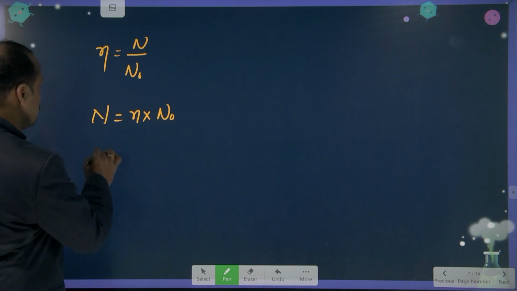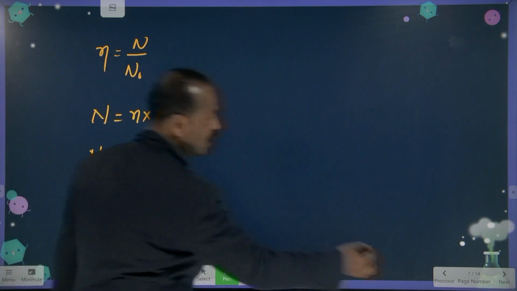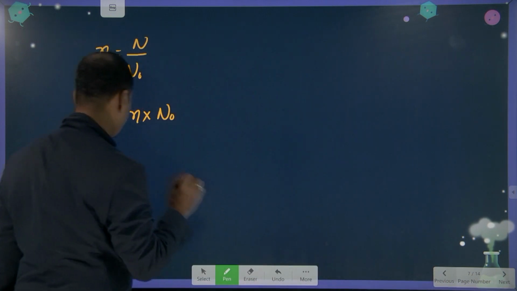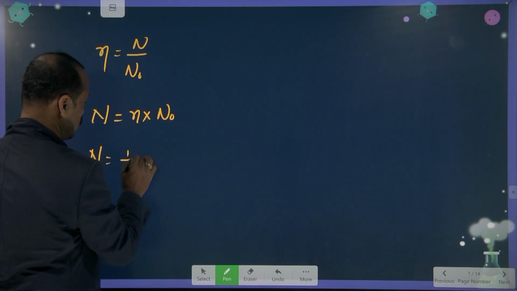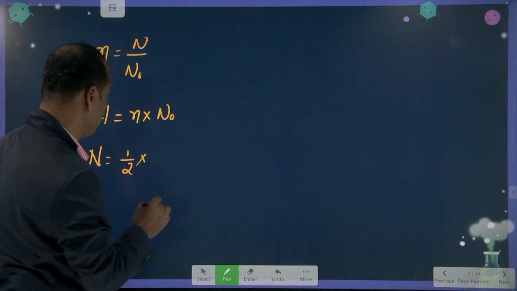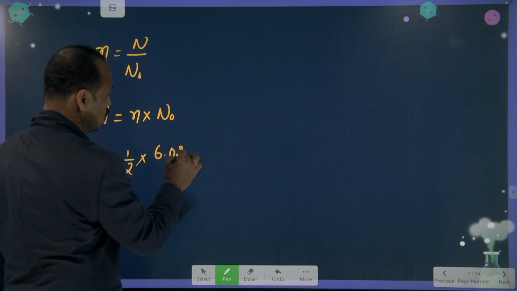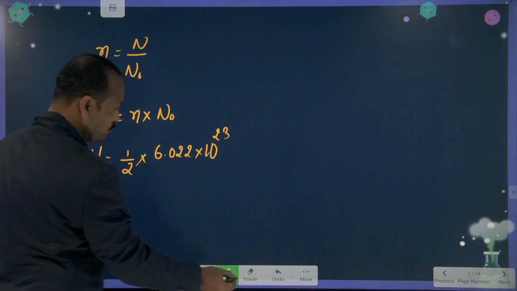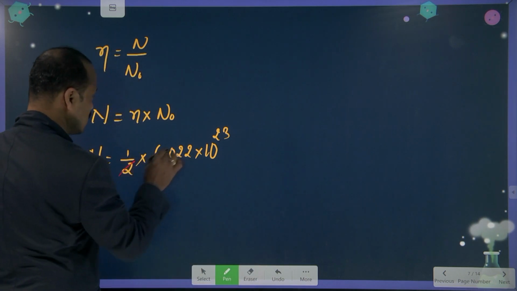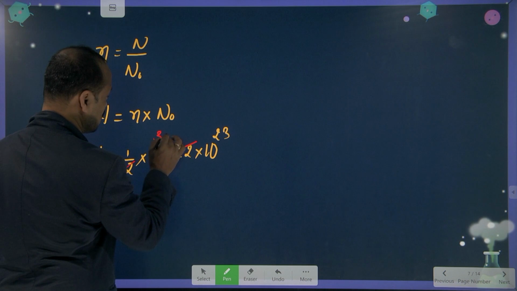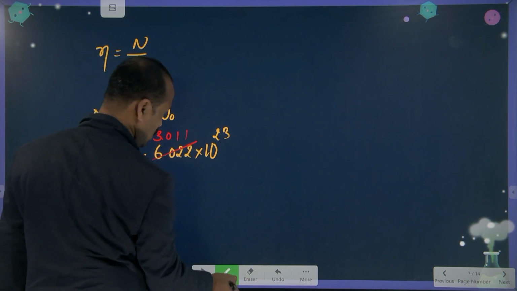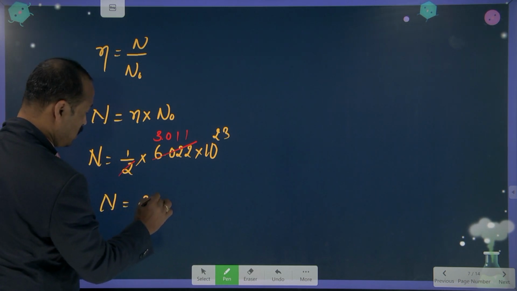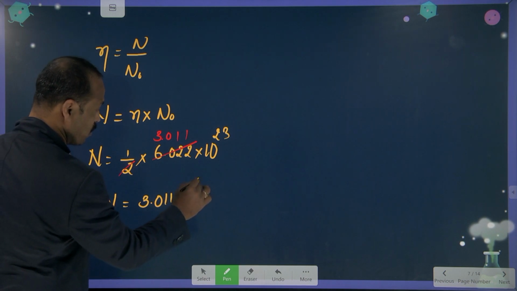Yes, sir. Now see here, n is what I got here? n here I got 1 by 2 or 0.5. So what can I write? 1 by 2 into N naught, which means Avogadro's number. Avogadro's constant is 6.022 into 10 to the power of 23. Now you cancel: 2 ones are here, if you cancel, 2 3s are 0, 1 1. So our final answer is N is equal to 3.011 into 10 to the power of 23.